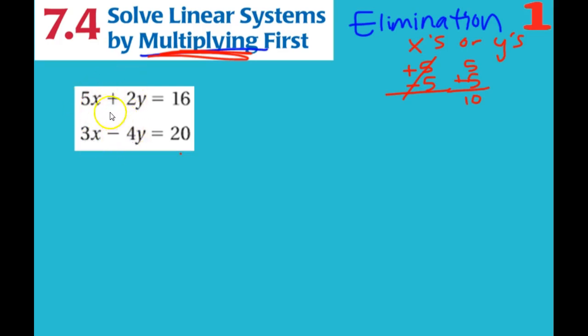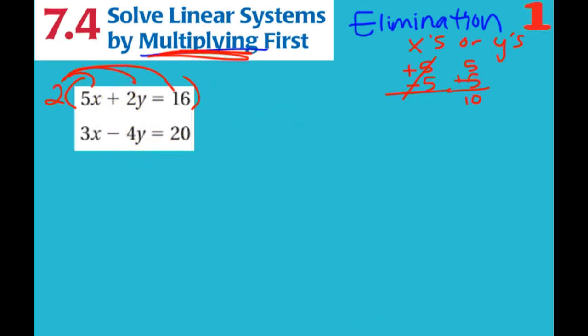There's nothing that I can multiply 3 by to get to 5, but I can multiply 2 by 2 to get to 4. But I can't just multiply the y's, I need to multiply the whole entire equation. This comes as a set. So I need to multiply this whole equation by 2 so that everything is multiplied by 2, making this middle term now instead of a 2, a 4. So we'll have a positive 4 and a negative 4.